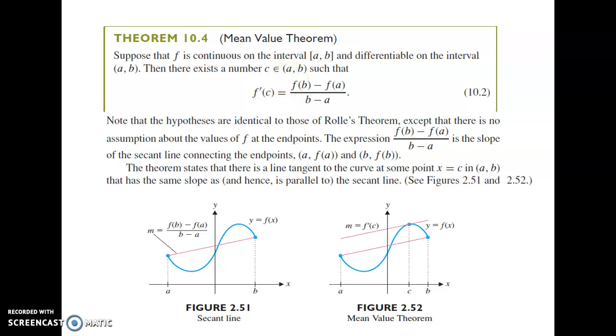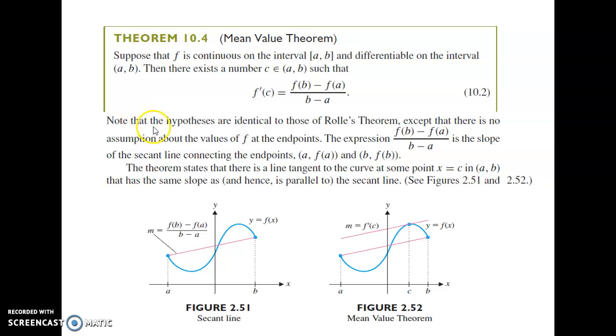connecting the points a, f of a and b, f of b. So this is the slope of the tangent line at c. This is the slope of the secant. That means the mean value theorem says that the slope of the tangent line and the slope of the secant line are equal.